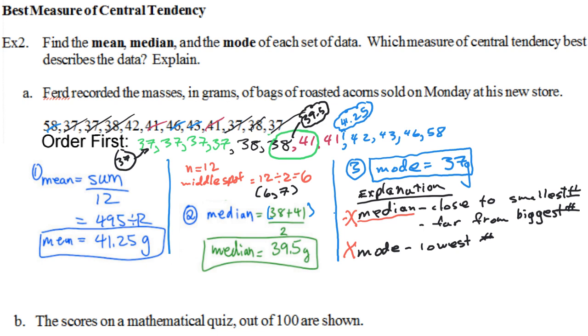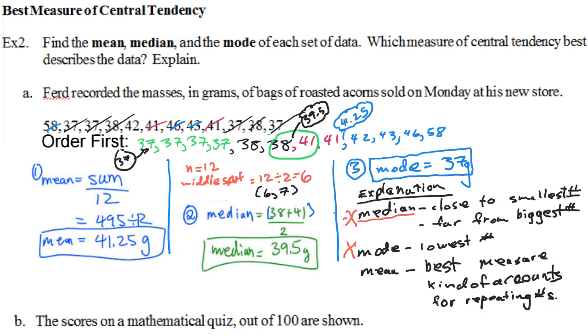But when we take a look at the mean, this is the best because it's showing where the middle average number is, and it also kind of accounts for the repeating 37s. That's why it works. And just take a moment and copy that down, and you're good to go. So let's move on to B.